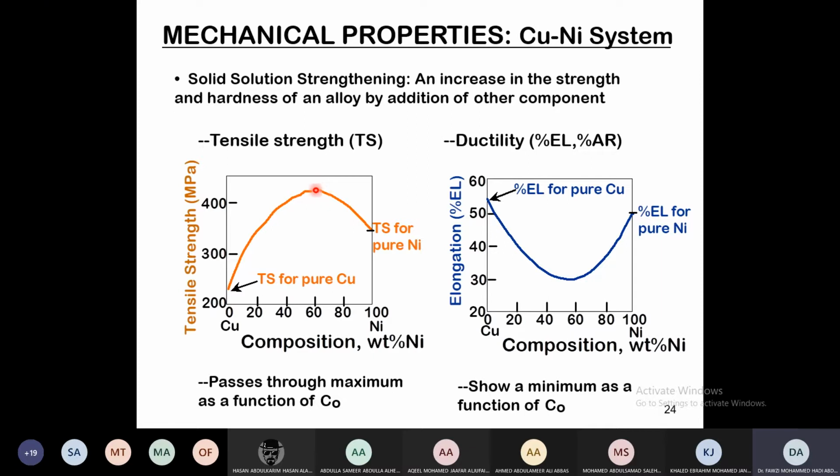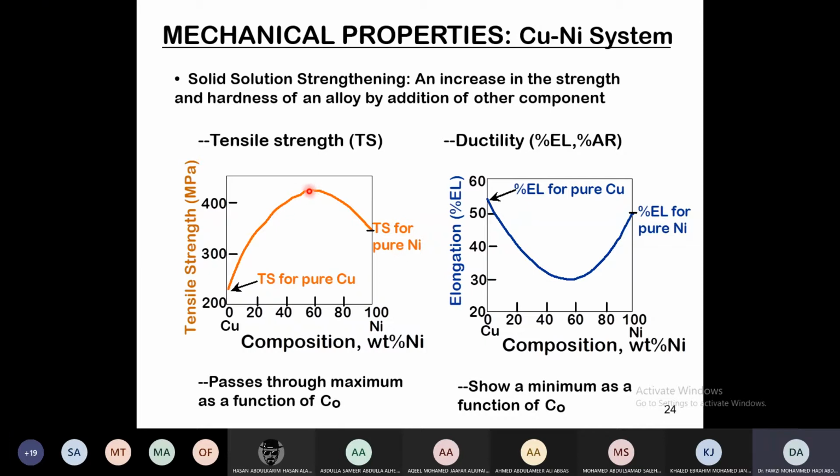And then beyond that, you will have a decrease in the tensile strength to reach actually the tensile strength of the pure nickel when you have 100% by weight nickel. Notice this is very important. The tensile strength of the material that we are getting there is much higher than the tensile strength for the pure copper and the tensile strength for the pure nickel.